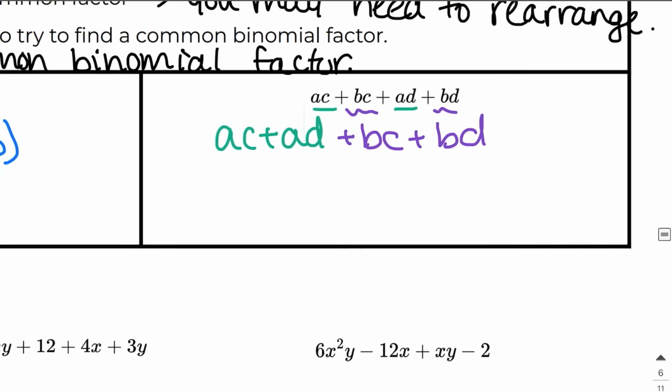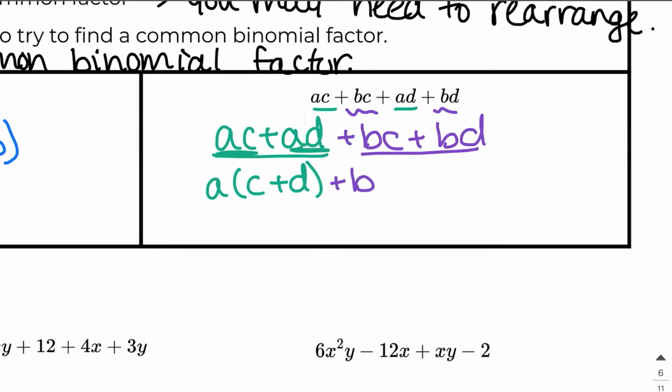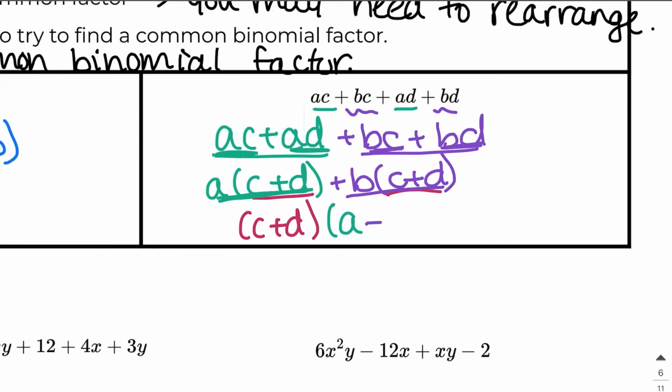So when I do that, in my first expression I can factor out an A. When I factor out an A from AC, I have a C left over. When I factor it out from AD, I have a D left over. In the second expression, they have a B in common. So when I factor it out of the first term, I have a C. Second term, I have a D. This time my common binomial factor is the C plus D. So I'm going to factor out the C plus D. When I factor it out of the first expression, I have an A left over. When I factor it out of the second expression, I have a B left over. And this is my answer here.